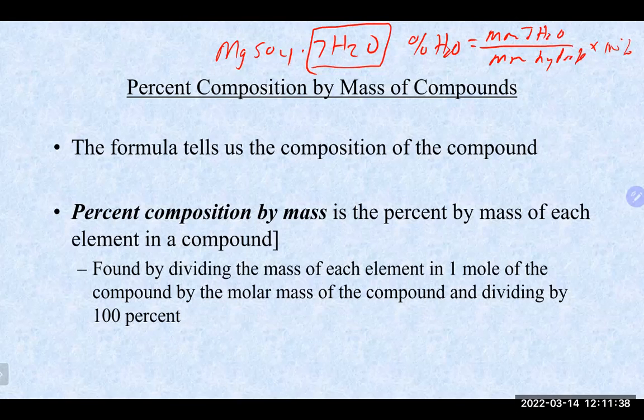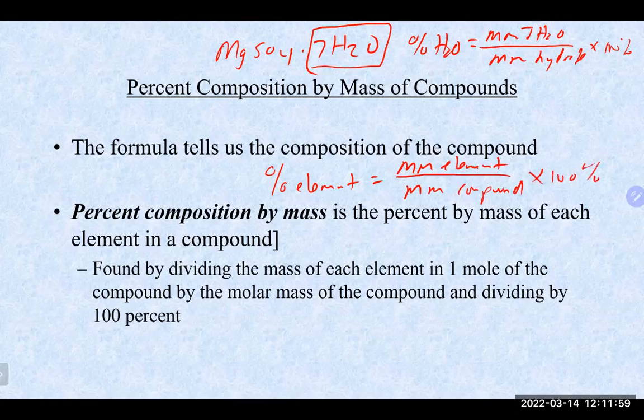In this case, we can do it from a formula and take each of the individual elements that are present and calculate the percentage by, again, just taking the percent of the element would be the molar mass of the element divided by the molar mass of the compound times 100%.